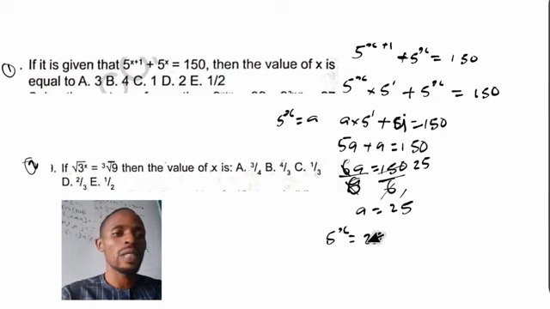You can write 25 as 5 raised to power 2, so as to make this base and this part have the same base. Therefore, we have 5 raised to power s equal to 5 raised to power 2, because 5 raised to power 2 will give us 25.